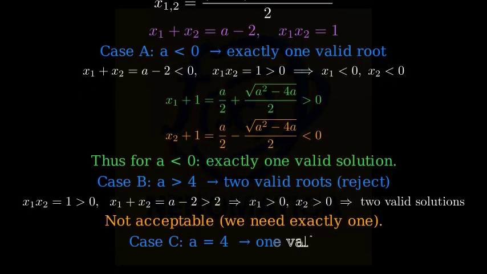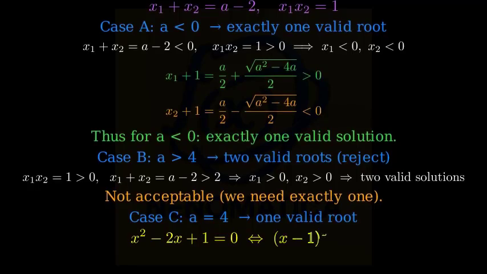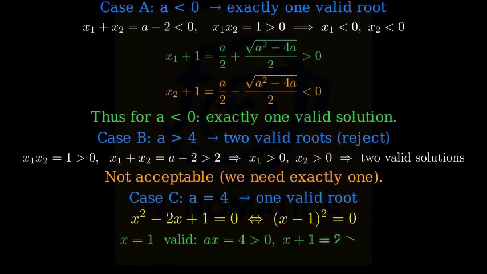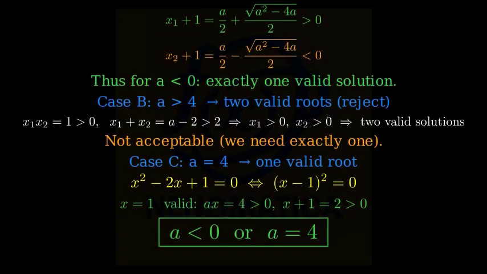Case 3, a equals 4. The discriminant becomes 0, and the quadratic is x squared minus 2x plus 1, which is the square of x minus 1, giving a single root x equals 1. The domain holds since 4 times 1 is positive and 1 plus 1 is positive. Therefore, a equals 4 yields exactly one solution. Final answer. The equation has exactly one unique solution when a is less than 0 or when a equals 4.